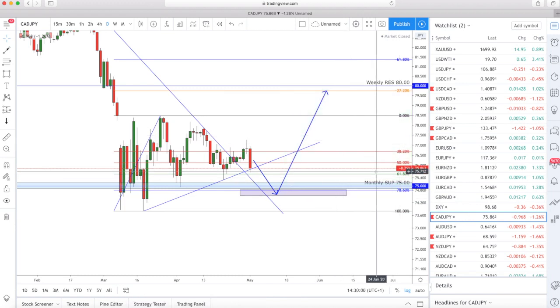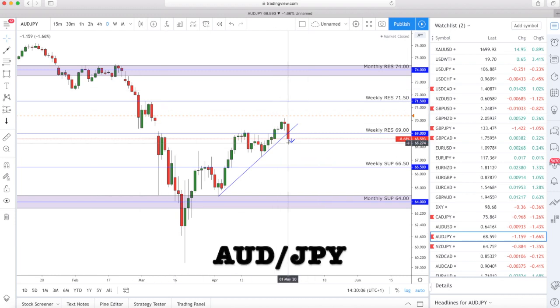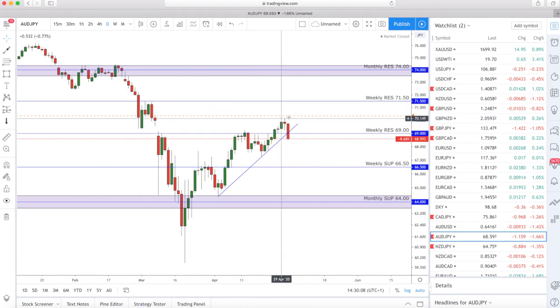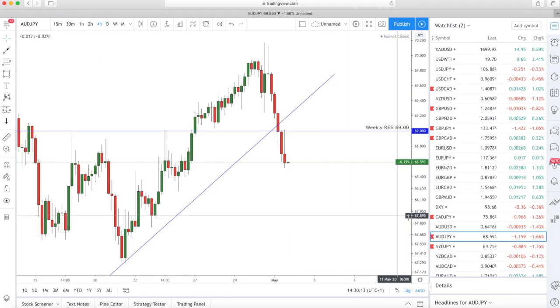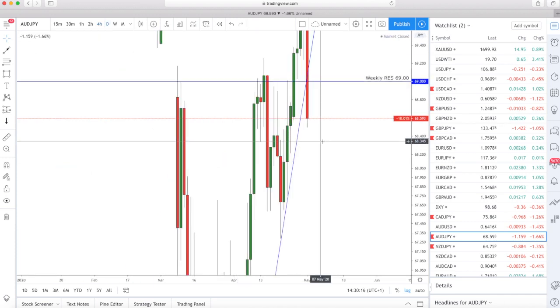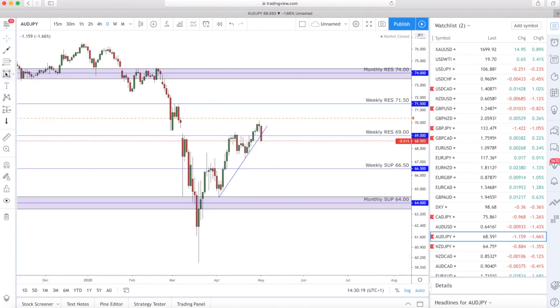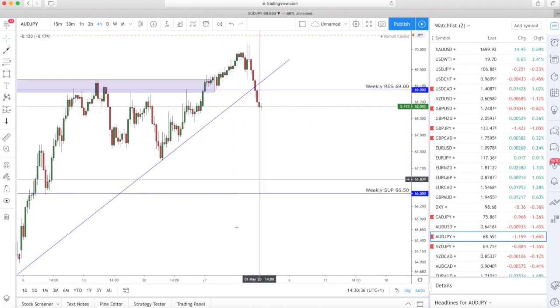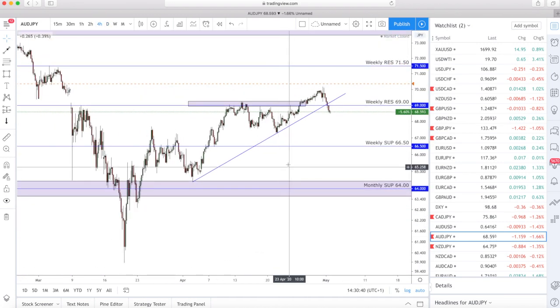So that's the setup I'm looking for on CAD yen, Aussie yen. The last 3 days we've had this evening star formation, this bearish engulfing. That's a great sign for a reversal, and you can see it here with this 1 touch, 2 touch, and I said price always takes out the previous high before reversing. So 1 high, 2 high, the third touch spiked to the upside, took out these highs, and now it's reversing. So this could potentially be good shorts from this area.